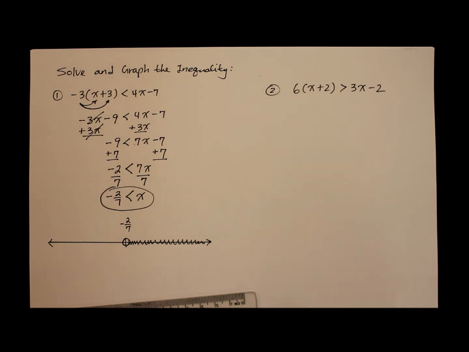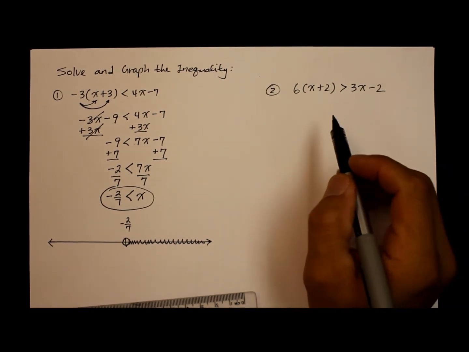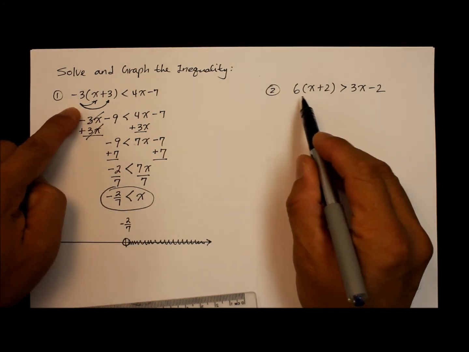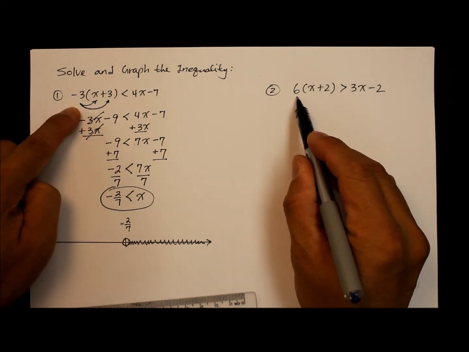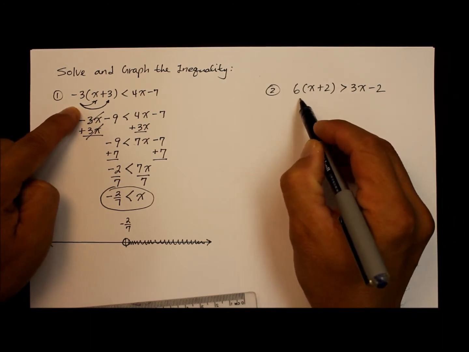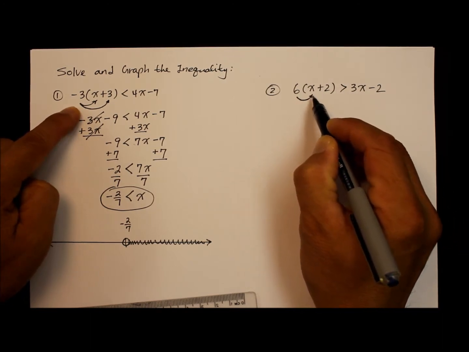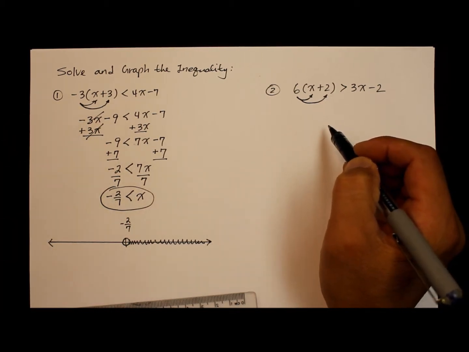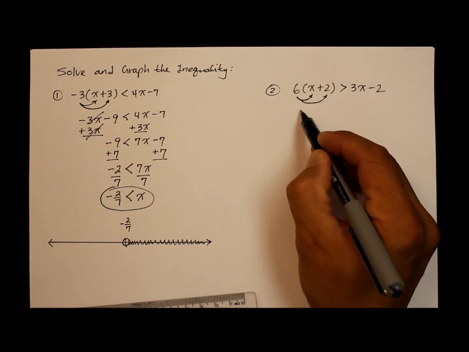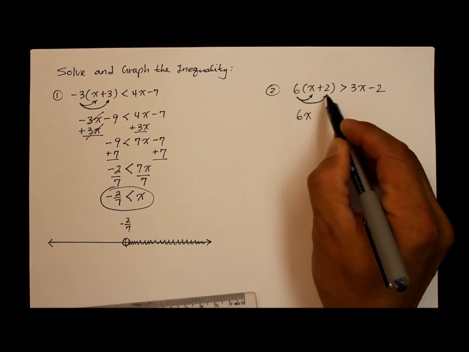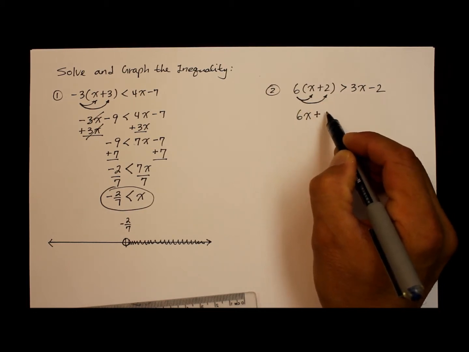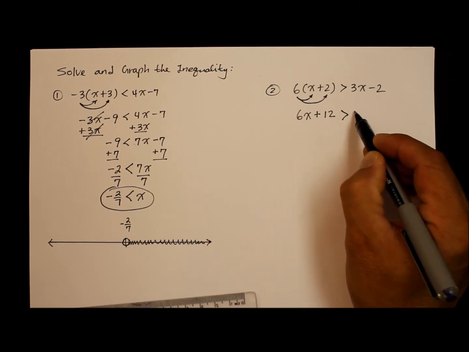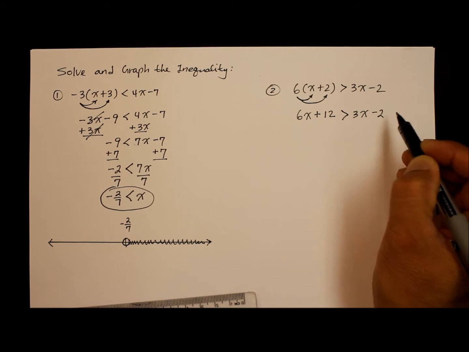All right, so you realize this is very similar to the first example we just did. We have a number outside of parentheses, in this case 6. So you're going to take that coefficient and multiply it to each of the terms inside of parentheses. Distributive property, that is. So in this case, we get 6 times x, which is 6x. 6 times positive 2 is plus 12. And that is this time going to be greater than what's on the right side, 3x minus 2.